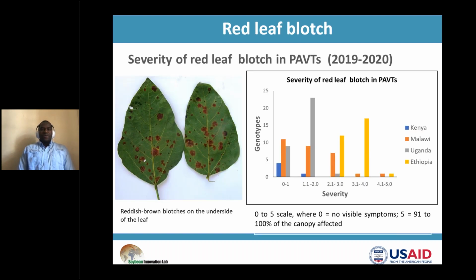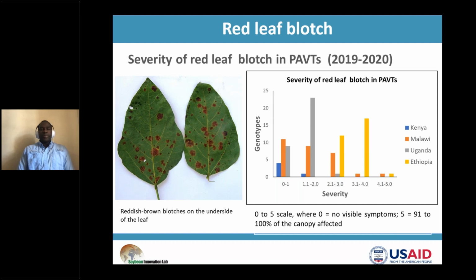As mentioned earlier, we have red leaf blotch. This disease is specific to Africa. It is native to Africa. It was discovered in 1957 in Ethiopia, and so far is found in more than 11 countries. And we also do not have any resistant varieties that are available for this disease.